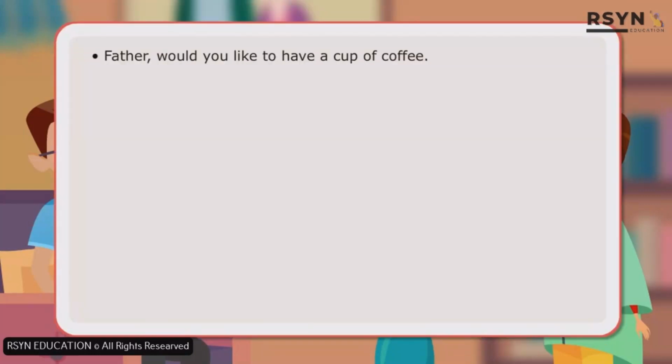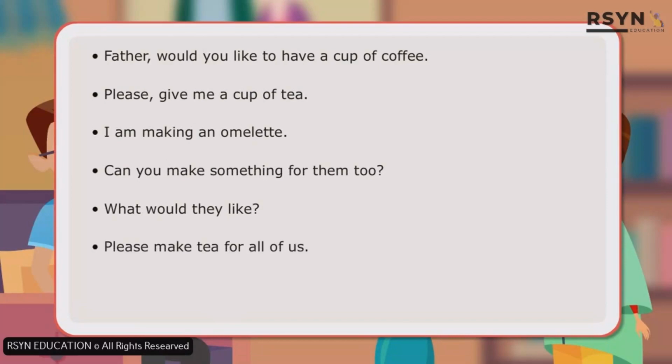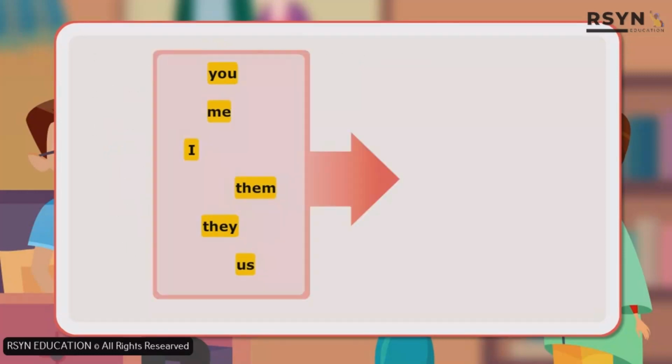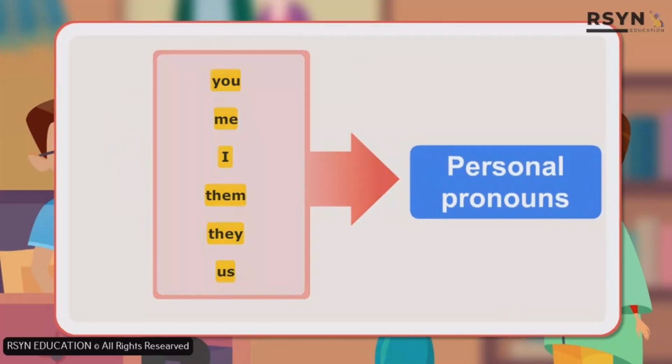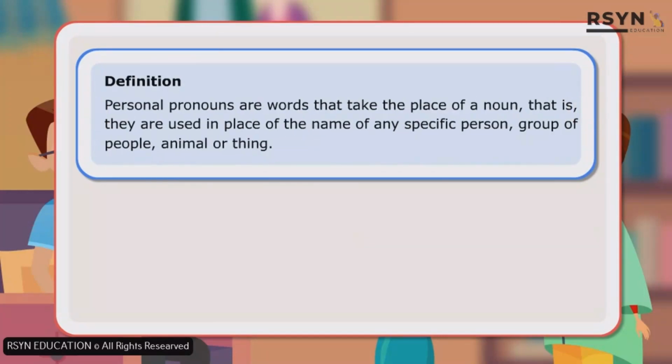In the conversation, Father and Anu have used many words in place of a particular person or group of people. The words you, me, I, them, they, us are examples of personal pronouns. Definition: personal pronouns are words that take the place of a noun. That is, they are used in place of the name of any specific person, group of people, animal or thing.